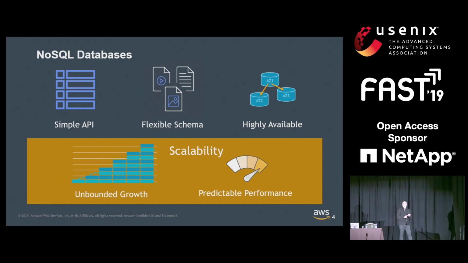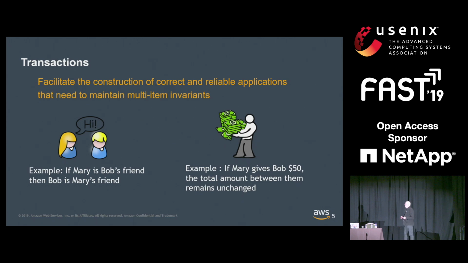These last 2 properties are what I'm calling scalability in this talk. The ability to store arbitrary amounts of data in a table. We have tables that go up to petabytes, and the ability to have performance that you can depend upon independent of the size of your table. And the question is, can we provide transactions in a NoSQL database while maintaining the scalability properties? That was the question I wrestled with.